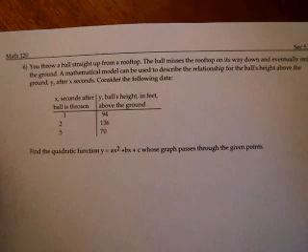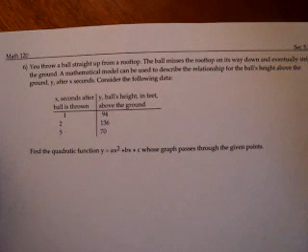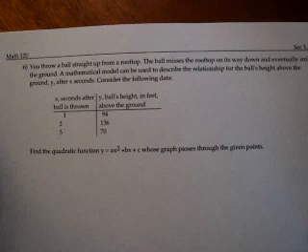You throw a ball straight up from a rooftop. So picture yourself standing on a roof, you have a ball, you throw it straight up. The ball misses the rooftop on its way down and eventually strikes the ground. So you meant to catch it and you didn't. A mathematical model can be used to describe the relationship for the ball's height above the ground, y. So they're telling you that we're using y as the height above the ground after x seconds. So x is time in seconds.